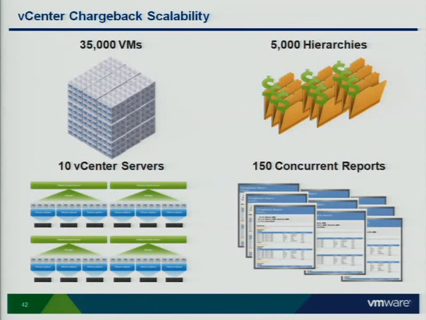And these are some of the numbers to give you some idea about how many VMs and how many hierarchies Chargeback is tested with. We support up to 5,000 organizations in the system with 35,000 VMs and 10 vCenter servers. One of the important aspects of Chargeback is the cost reports, and you would need to generate various cost reports throughout the day. So 150 is the number of concurrent reports you could generate with the system.